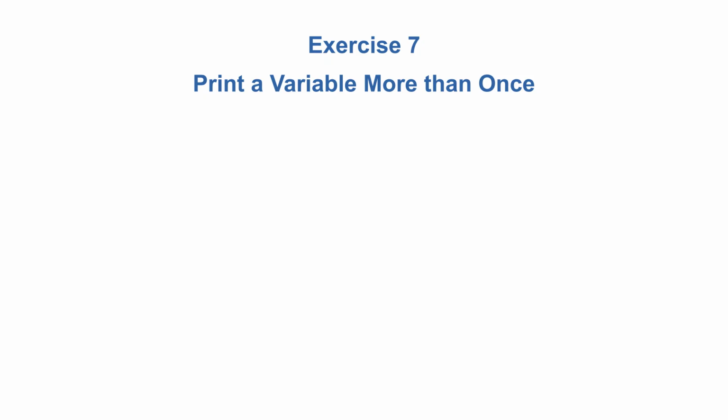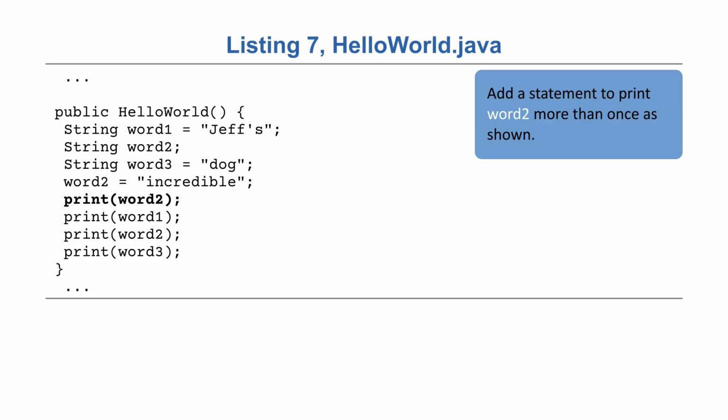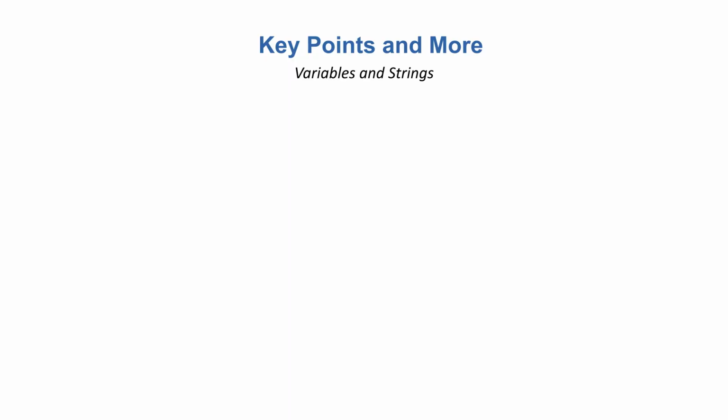Exercise 7. Print a variable more than once. Add a statement to print word2 more than once as shown. What did it print? It should have printed incredible Jeff's incredible dog. As you can see, there's a great convenience to assigning text to a string variable. It is very easy to reuse text more than once in a program if it is in a variable. And when you change the value of the string variable, it uses the new value in all following uses of that variable.